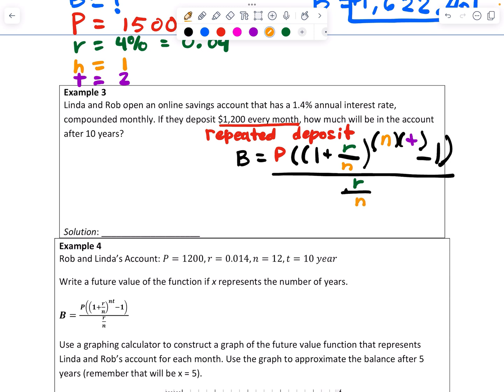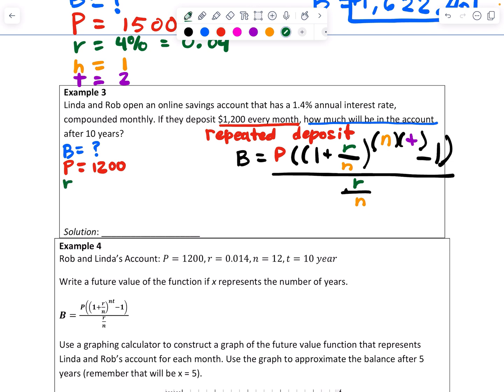Okay, and then we talk about each of the different pieces we need. So they're asking us how much will be in the account. So that means we don't know what B equals. P, how much are they repeatedly depositing? They're depositing $1,200 each month. So P is going to be $1,200.